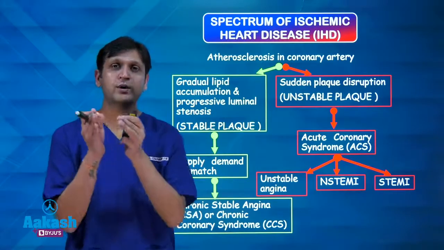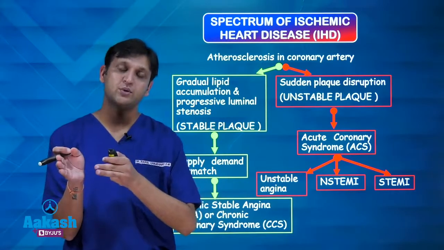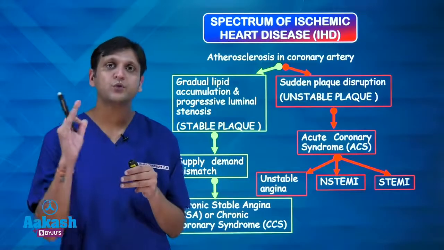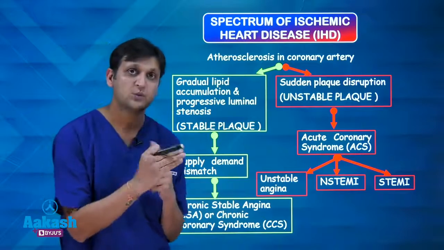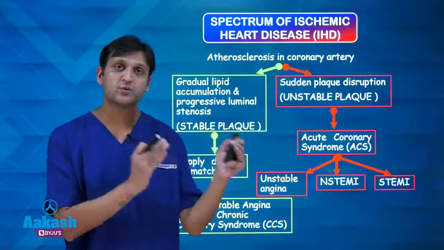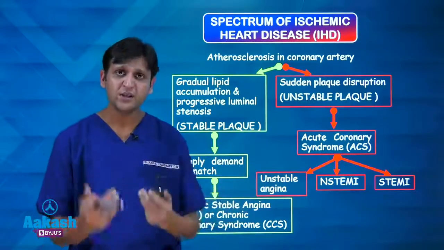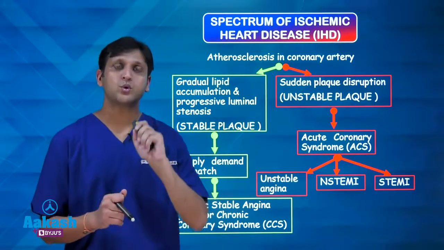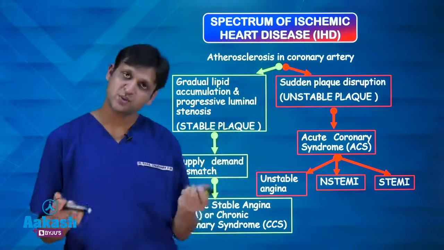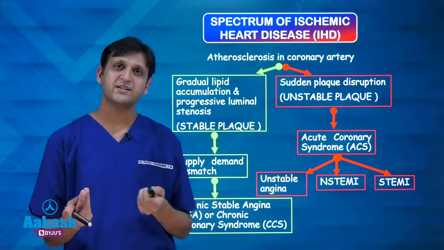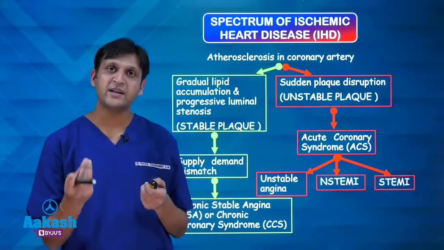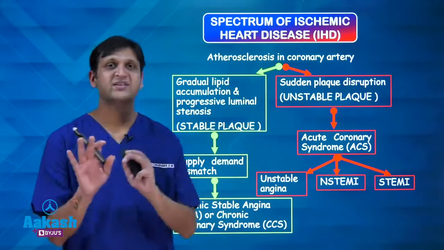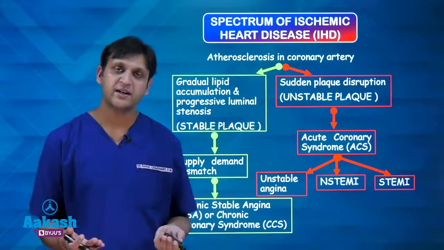So before we go into the actual management of acute coronary syndrome, let us try to understand the spectrum of coronary artery disease. What I mean to say is, let us understand in what ways coronary artery disease manifests. What is coronary artery disease? Coronary artery disease is a disease of the heart wherein there is atherosclerotic narrowing of the arteries that supply your heart. Which are the arteries that supply your heart?